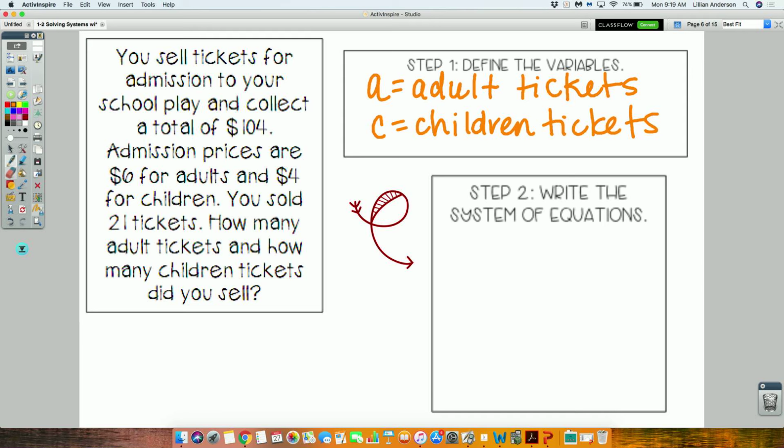Anybody want to take a stab at one of those equations? Madison? A plus C equals 21, and then 6A plus 4C equals 104. Okay? Because we know that we sold 21 tickets, but we don't know how many children tickets we sold. So that's one of the equations to represent exactly how many tickets we sold. And then the second equation represents the pricing. We know that it was $6 per adult ticket, $4 per child ticket, for a total of $104. Questions on that part? That's usually the hardest part, writing the actual system itself.